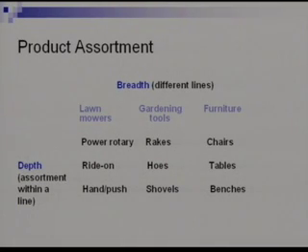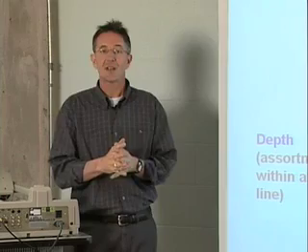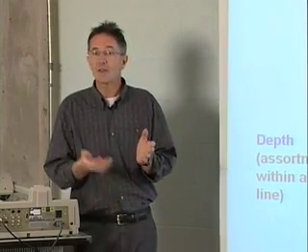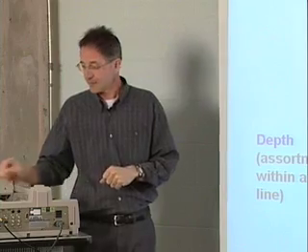Then we have depth, which is the amount of variety or assortment within a particular product category. So if I have lawnmowers and I only have push lawnmowers, that's a very limited depth. But if I offer push lawnmowers, ride-on lawnmowers, electric lawnmowers, and different sizes, then I'm starting to get a great depth. And also different manufacturers, I've got a great depth. So we tend to think about retailers in terms of what the assortment is. How broad is it? How deep is it? What sort of variety am I offering to my customers?